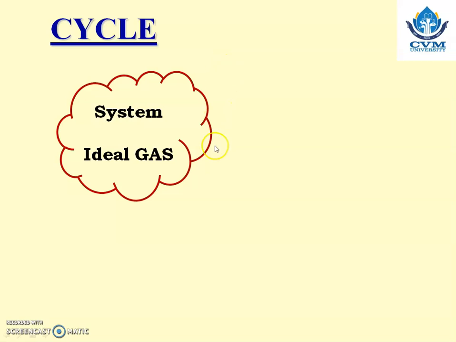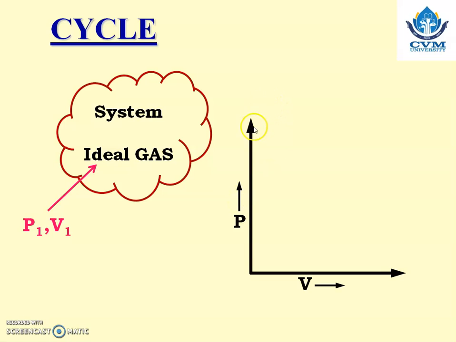Let us see what a cycle is. It is a system which is filled up with an ideal gas. It has some parameters, that is pressure and volume, P1 and V1. Let us represent this state P1 V1 on the PV diagram. So it is state number 1, P1 V1.